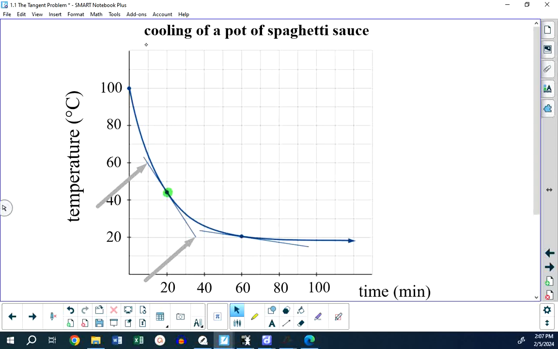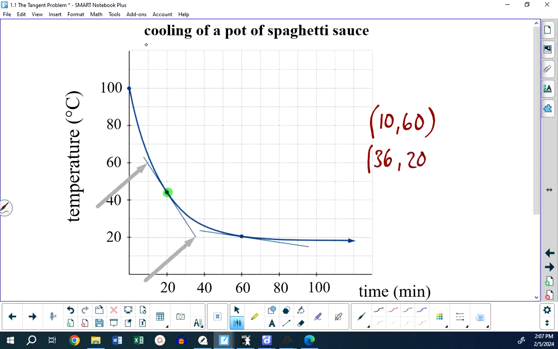So the point on the left is at 10, 60. That's one of the points on that line whose slope we're after. The point on the right is at 36, 20. I want to step back and just double check that. 10, 60, 36. Yeah. If you went 35, I wouldn't quibble, but 36, 20.